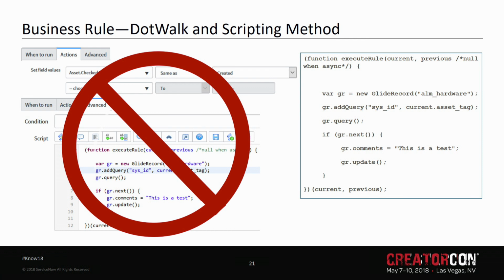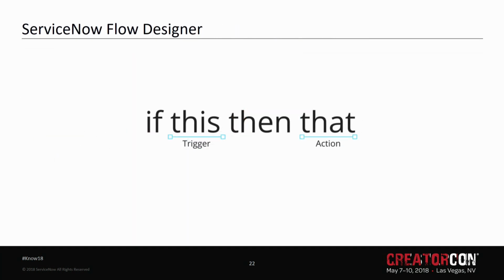So who's used IFTTT before? The Internet of Things, if this, then that. That's basically what Flow Designer is. It has triggers and actions. And if you've ever done the Amazon Dash buttons and things like that, you can actually set those up to be triggers. So we actually looked into the Amazon Dash One, that little barcode scanner that's internet enabled.